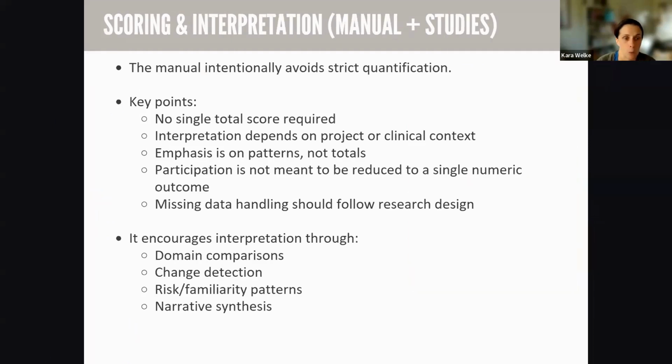Okay, with scoring and interpretation, there's no single total score required. Interpretation depends on project or clinical context. Emphasis is on patterns, not totals. It really allows you just to identify what places they want to go to or like to go to, that they would like to go to again. Helps you identify risks that they're worried about and things like that.